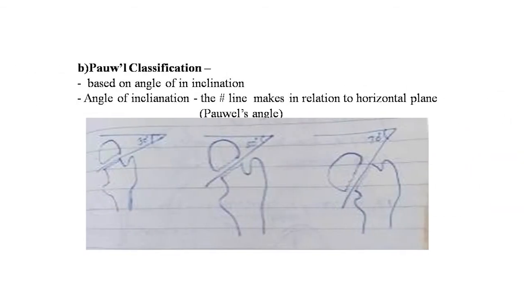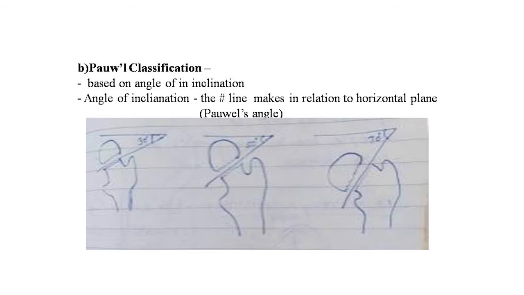Now the Pauwels classification. This Pauwels classification is based on the angle of inclination. Angle of inclination means the angle the fracture line makes in relation to the horizontal plane, that is the Pauwels angle. The image clearly shows the fracture line and its relation to the horizontal plane. First image showing 30 degrees, second image showing 50 degrees and third image showing 70 degrees of the angle of inclination between the line and the horizontal plane, that is the Pauwels angle.